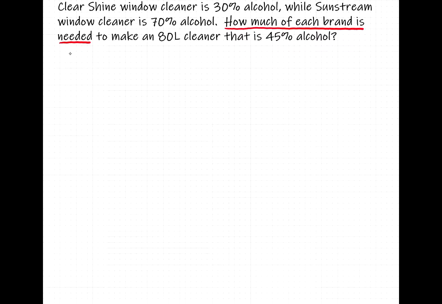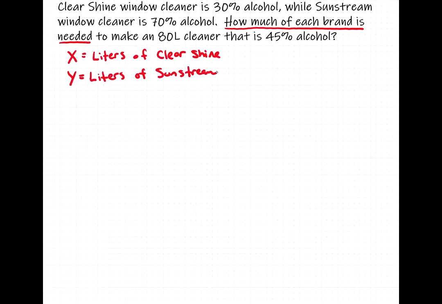So let's give each one of these unknowns a symbol. We could call them X and Y. So we could say X is the unknown liters of Clear Shine, and we could let Y represent the unknown liters of Sunstream. So we're going to mix them together to end up with 80 liters of a mixture that is 45% alcohol.